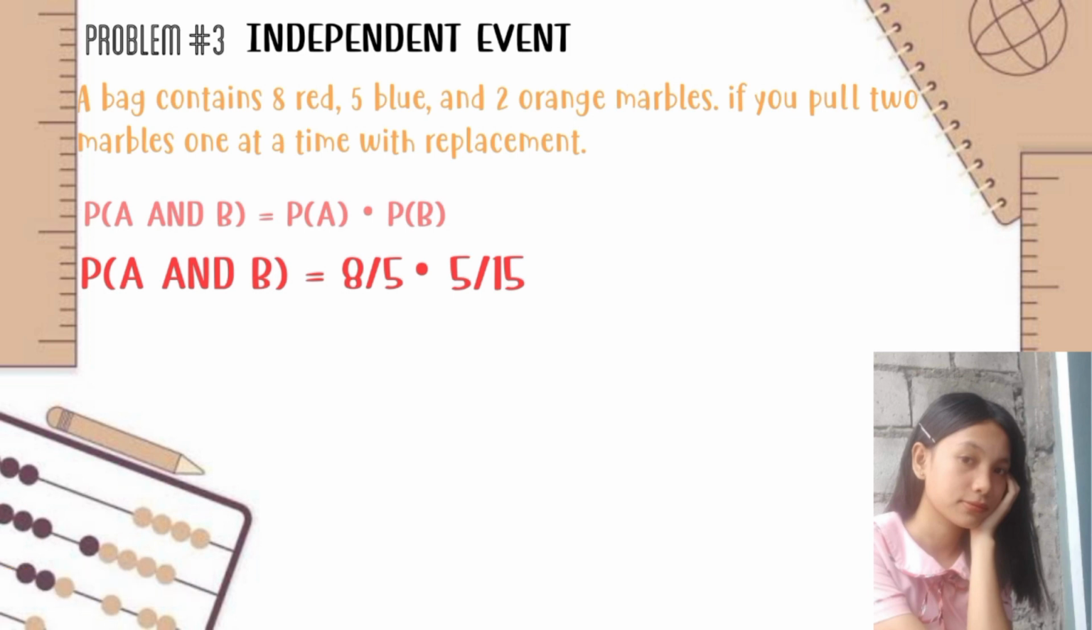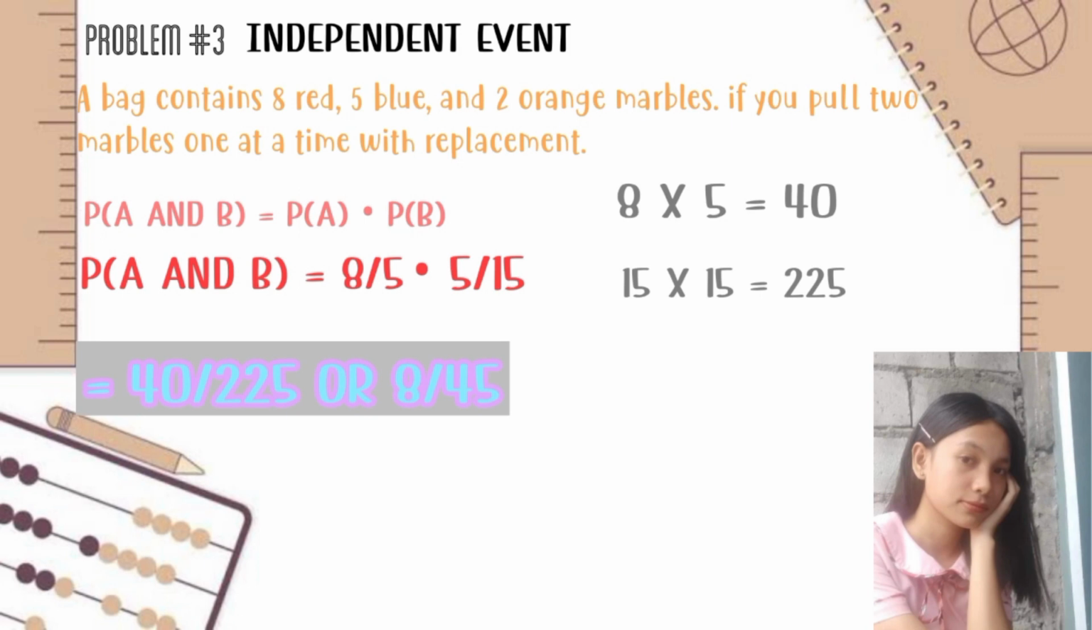Then, 8 times 5 is equal 40. 15 times 15 is equal 225. 40 over 225 ay pwede pa natin itong i-divide by 5. Kaya meron tayong 8 over 45. 8 dahil 40 divide 5 is equal 8. 45 naman dahil 225 divide 5 is equal 45. Kaya ang probability natin ay 8 over 45.